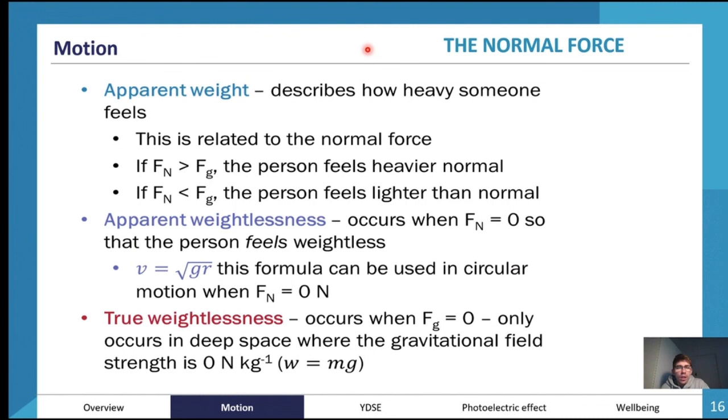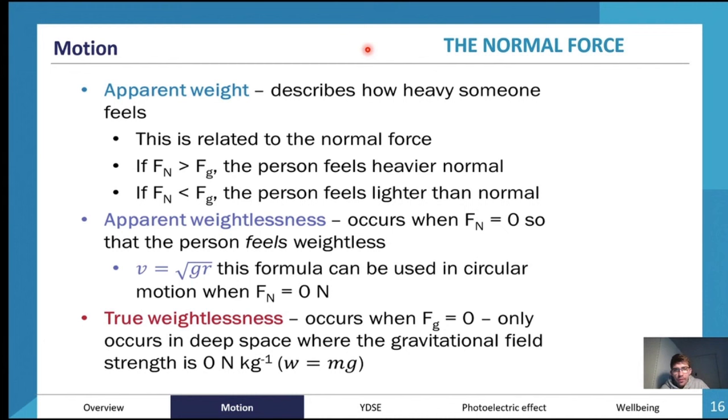Apparent weightlessness again occurs when the normal force is equal to zero, and usually, funnily enough, we can find the velocity of an object if the object is also moving in a circle, and that's going to be equal to the square root of rg. This formula can be used in circular motion when the normal force is equal to zero. It's just a shortcut.